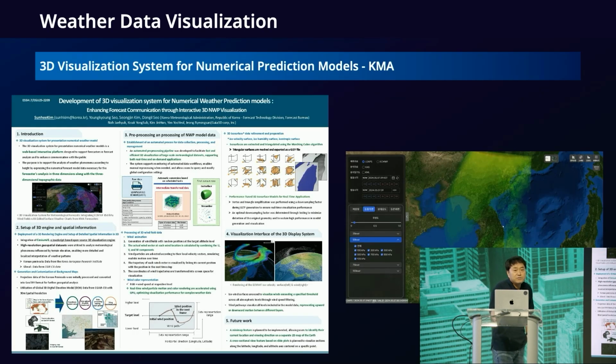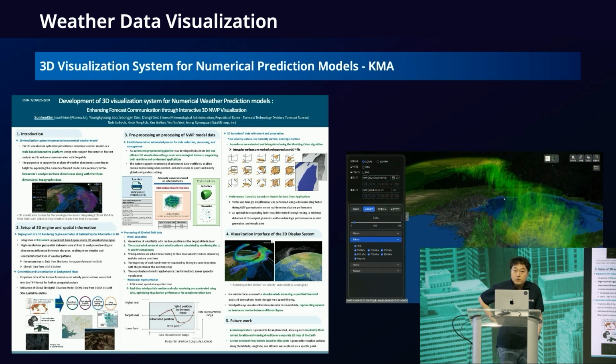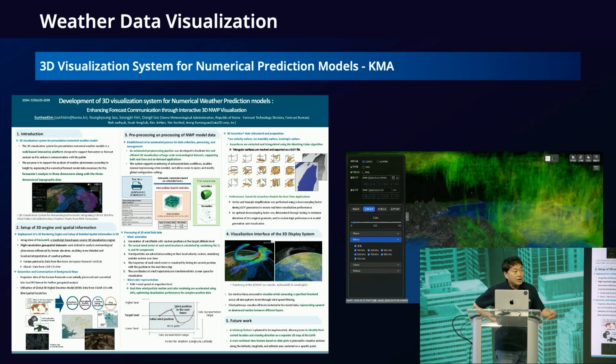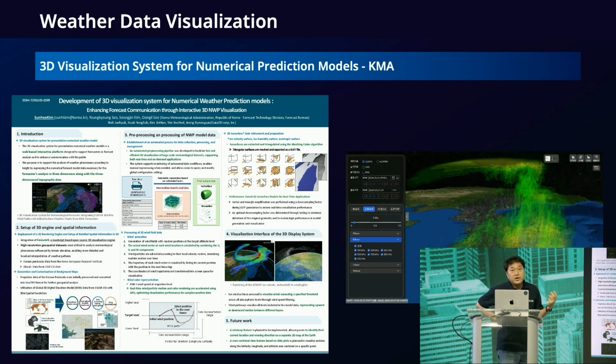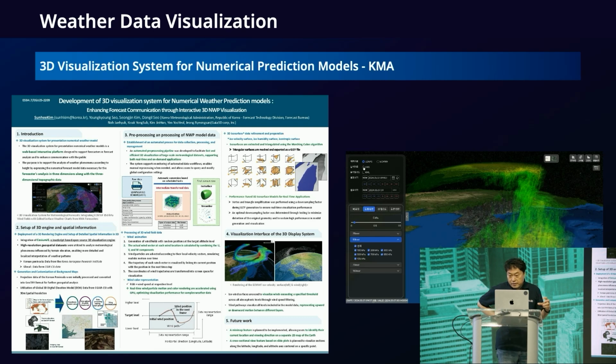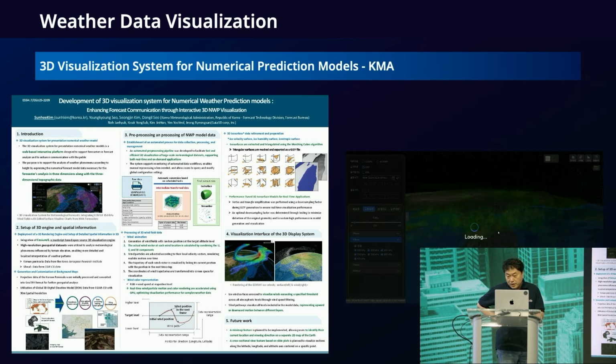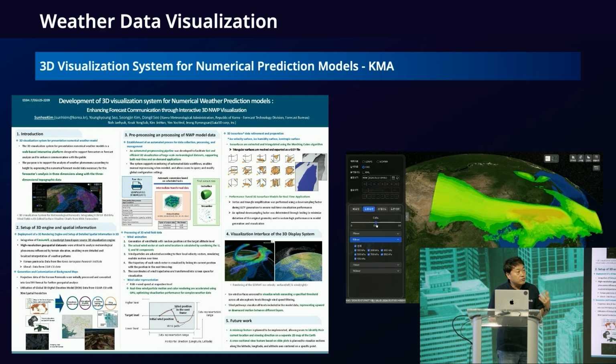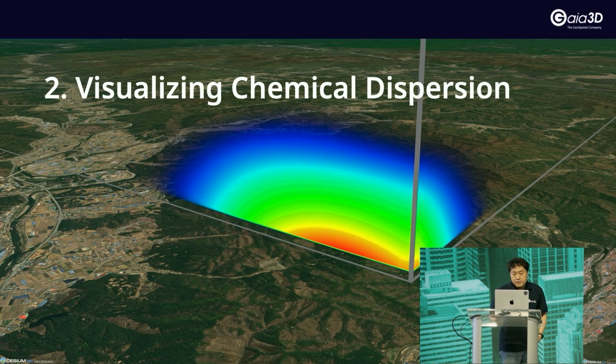So since last month, this system is in official use in KMA among the forecasters in Korea. So right now, you can see the real system used by our forecasters in KMA. Now they can take numerical data and upload those data from their supercomputers and other things, and they can visualize many numerical data, including wind, temperature, pressures, and other things using CesiumJS.